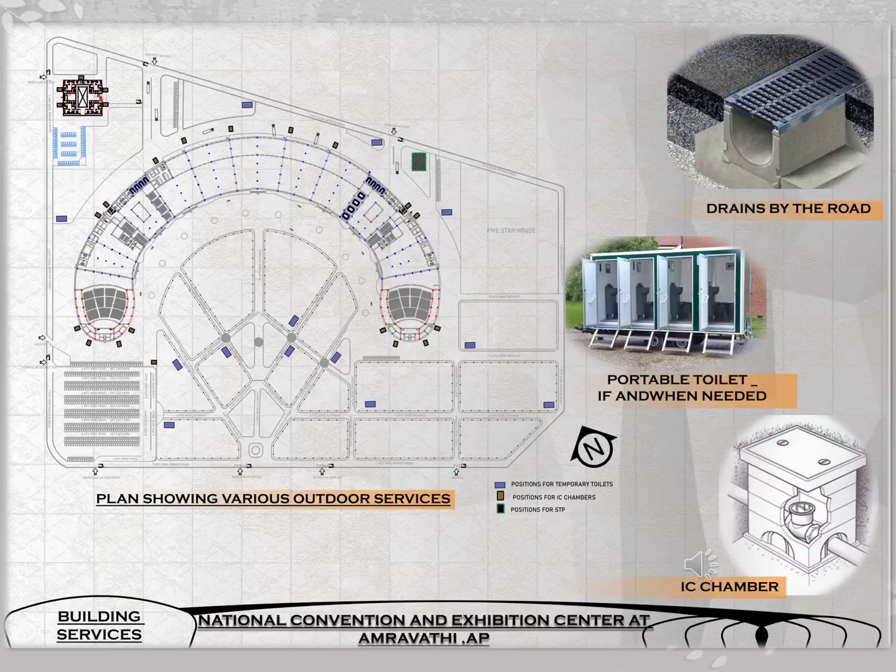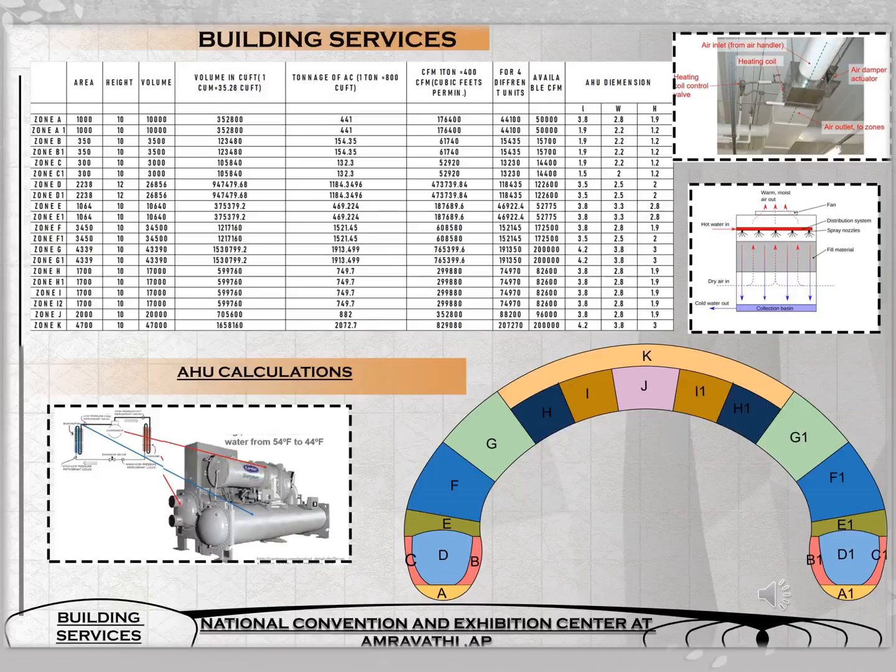AHU calculations for the structure. The structure is divided into zones. Every zone has its own AHU room. The table shows the calculation for AHU, wherein every zone has its volume. The volume has been converted into tonnage and CFM, that is cubic feet per minute, and then it is divided into 4 available units, and thereby the AHU dimensions are taken.